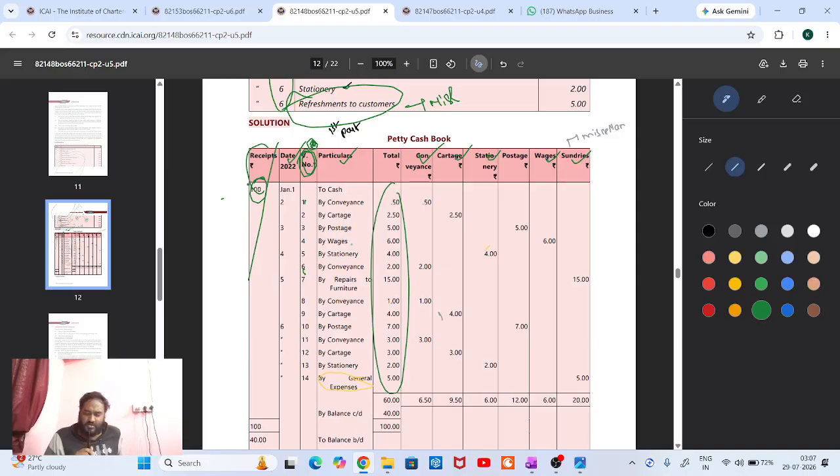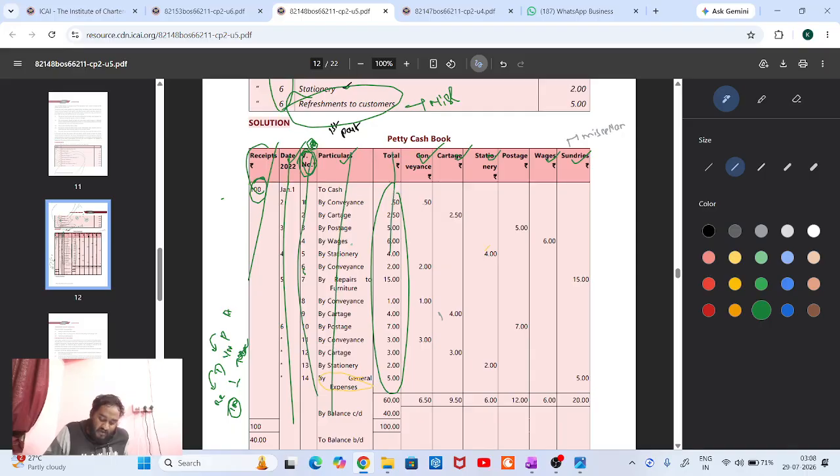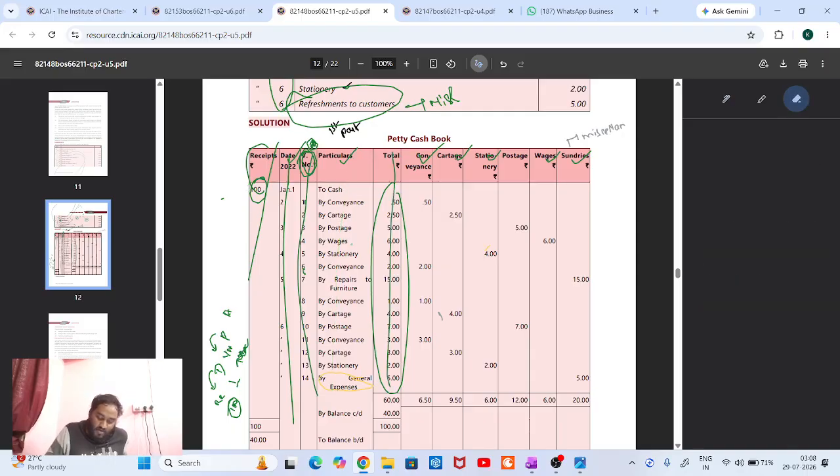First of all, remember the format: date, particulars, amount, right? Before particulars, there is a voucher number. Before date, there is receipts. In receipts, 100, the gross amount. Here, date, particulars, to balance, to cash balance. Date is the actual date. In particulars, write all dates, serial numbers, all accounts, and all totals. I hope you understand this part.